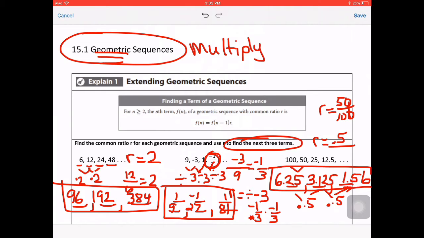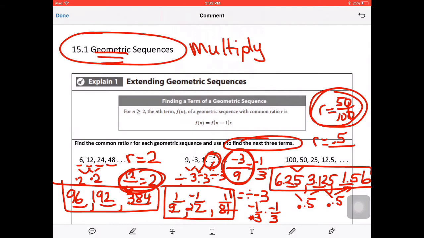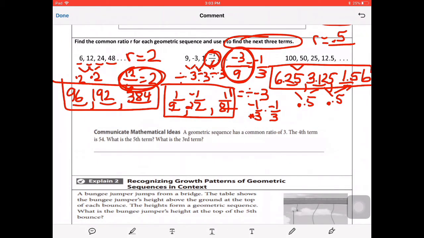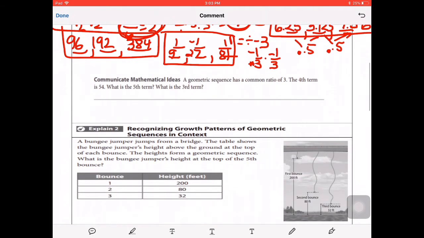Please make sure that you are showing all the ratios that you found, how you found them, and then giving me the numbers that are next in the sequence. So when I look at your notes as well as your homework, I expect to see some work that shows me how you found the r. If you need to pause the video at any time, feel free to pause it and write down anything you need. When you're ready, continue on.